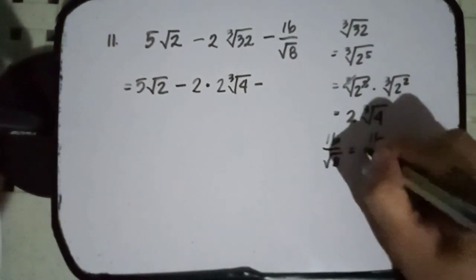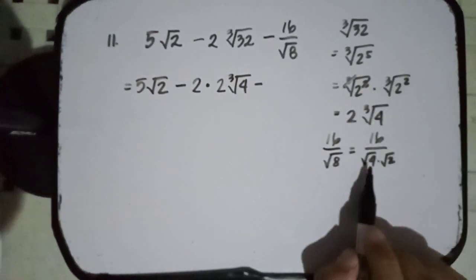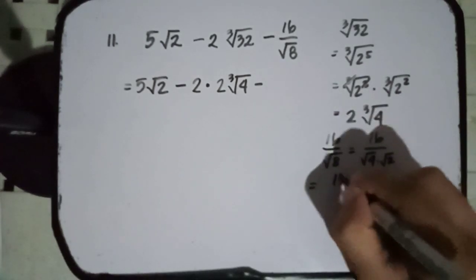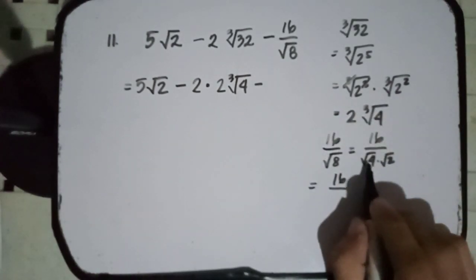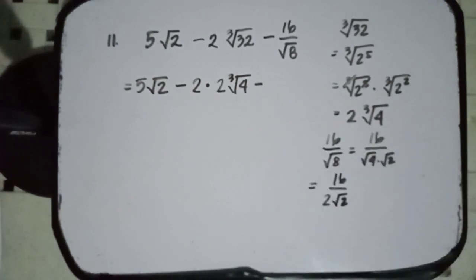So 16 over square root of 4 times the square root of 2. Then yung square root of 4 po ay 2. So this will become 16 over 2 na to. Okay, square root of 4 is 2. So 2 square root of 2.